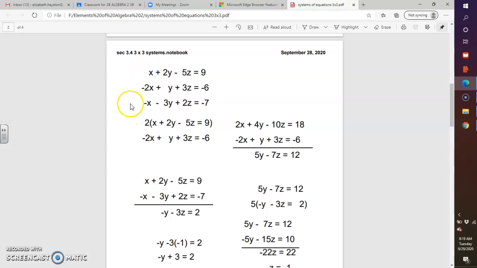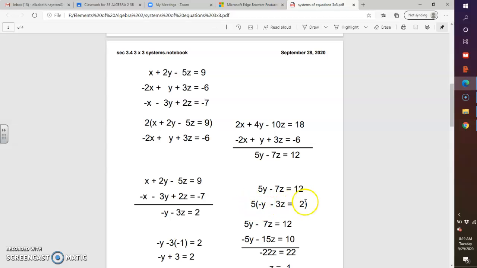If I take my first and my third equation and put them together, the x's actually cancel immediately. 2y minus 3y is negative y. Negative 5z and 2z is negative 3z. And 9 and negative 7 equals 2. So now I have this equation here and this equation right here, and that's the system of equations: 5y minus 7z equals 12, and negative y minus 3z equals 2.